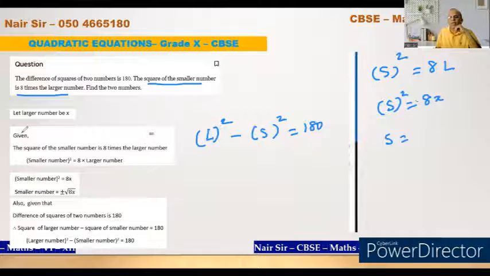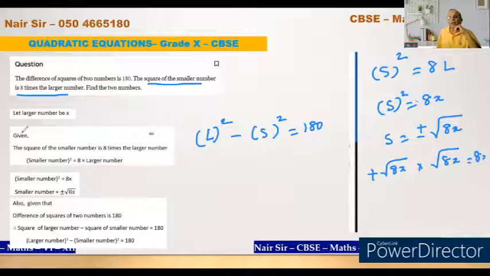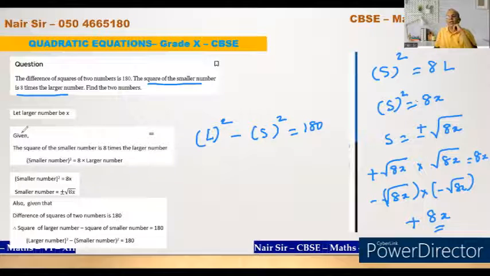मतलब s is equal to क्या रहेगा? Plus or minus root of 8x. ये चीज को कभी मत भूलना. Plus or minus. It's very important. You know why? Because plus root 8x into plus root 8x क्या आएगा? 8x. Minus root 8x into minus root 8x also gives 8x. That is the reason why we write plus and minus. Got it? Can I go further?